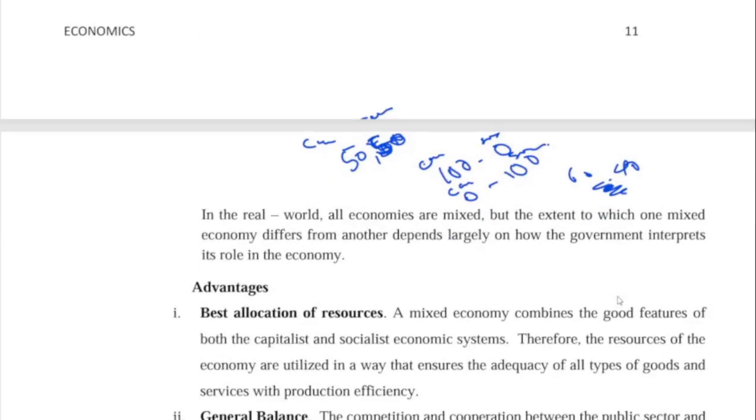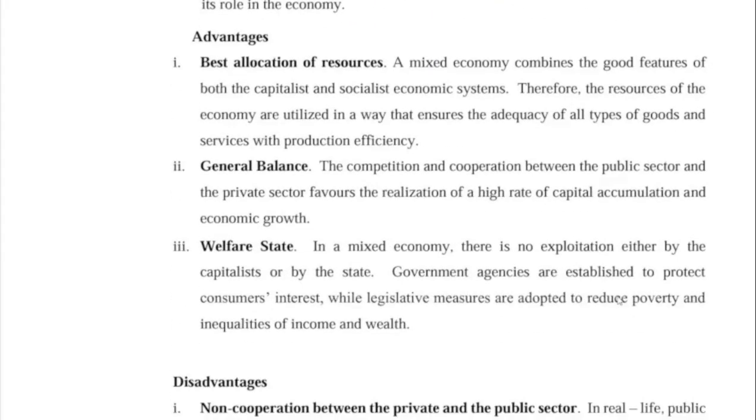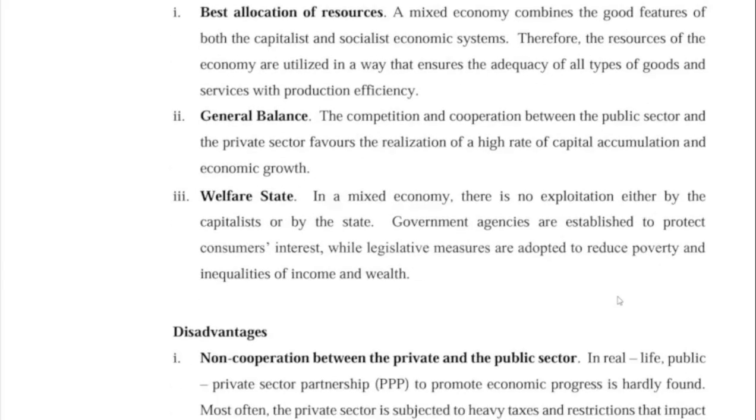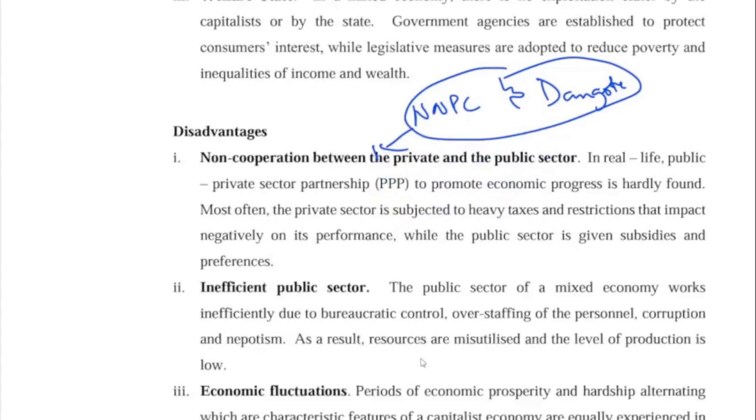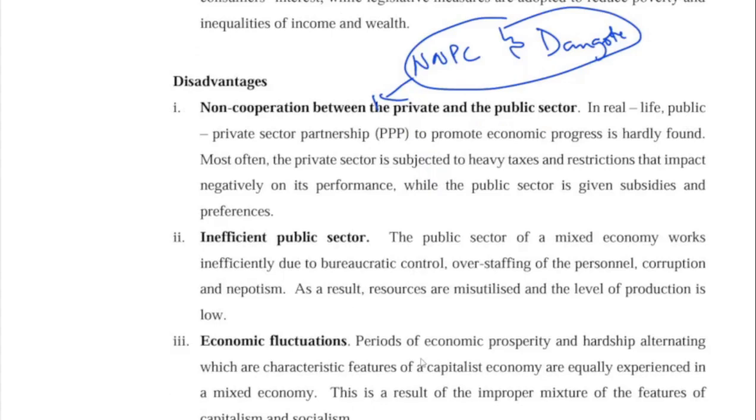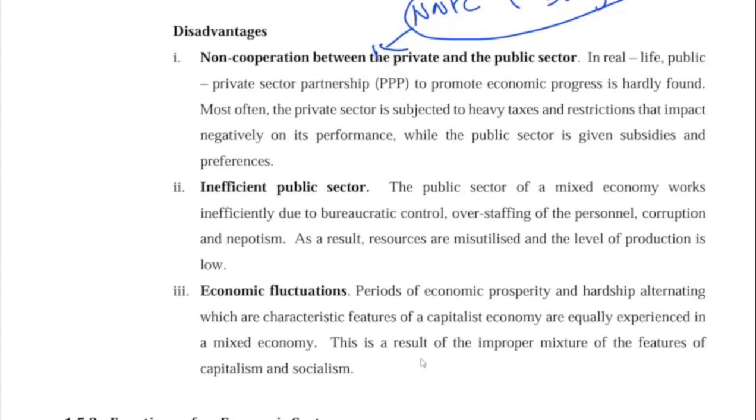So what are the advantages? Best allocation of resources, general balance, welfare state. Disadvantages: non-cooperation between the private and public sector is the problem we're having with NNPC and Dangote refinery. This is a very good example of non-cooperation between the private and public sector. That's one of the issues. Then inefficient public sector, and then we have economic fluctuations.